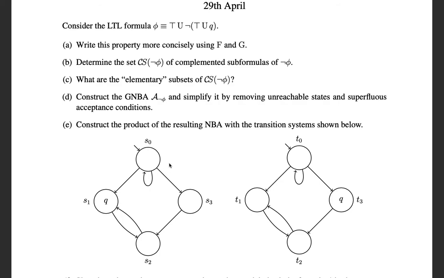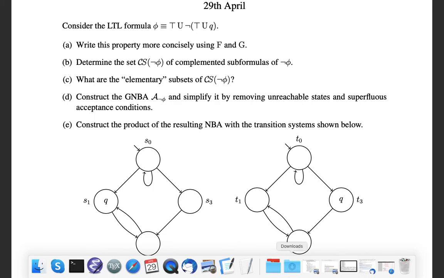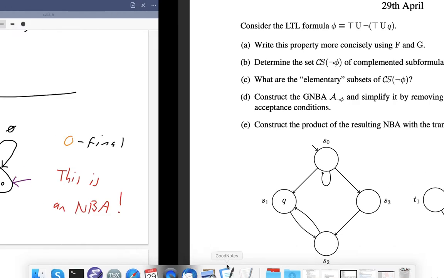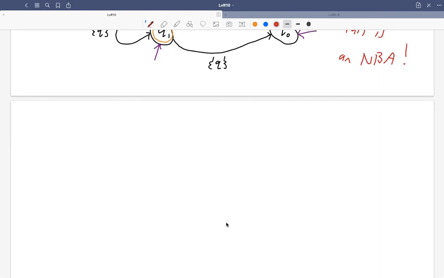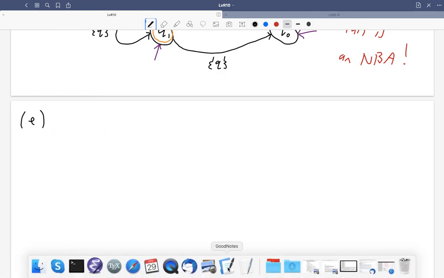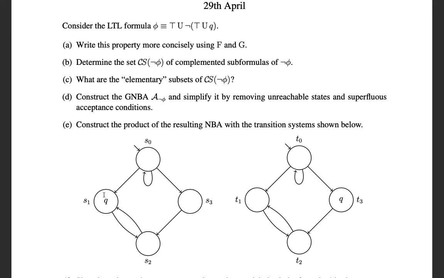So let's see. In this case we're going to have our states S0, S1, S3 and S2. Let's just draw them out in the same way that we've got them here. So we're going to now go to question E. I just need to remind myself where the states are. Right, so S0, S1, S3, S2.